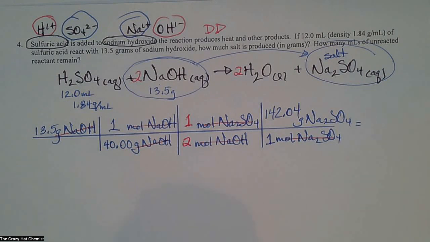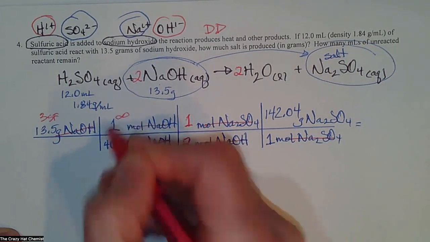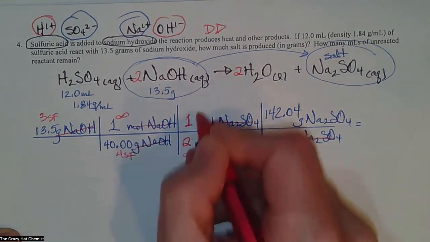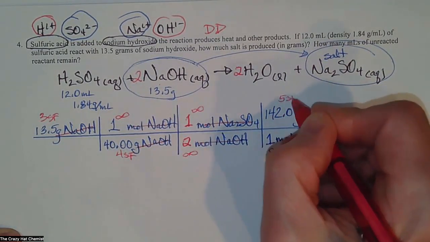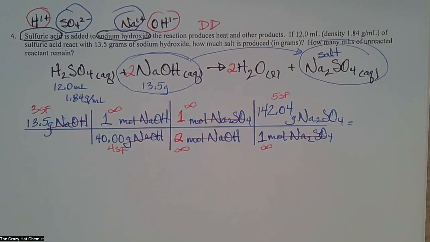All right. I'm going to look at significant figures here. I got 3 significant figures. I have an infinite number of significant figures. I have 4 significant figures. Infinite, infinite, infinite, and 5 significant figures. So the fewest number of significant figures I have is 3. So I'm going to plug this into my calculator and get a rounded number with 3 significant figures.